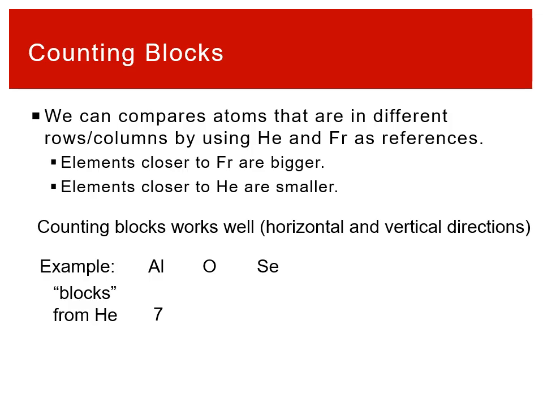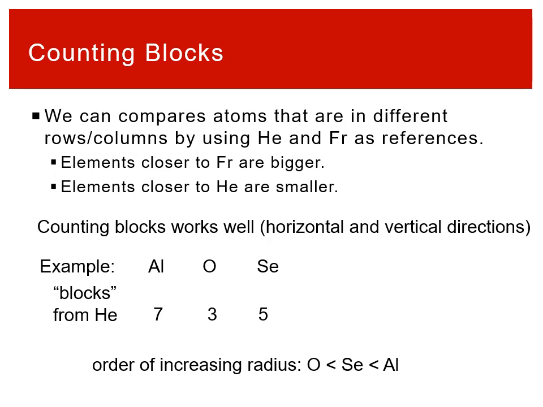For aluminum, the distance from helium is 7 blocks: you move up 2 and then over 5 to get to helium. For oxygen, you have to move 3: over 2, up 1, so it is closer. Selenium is 5: over 2, up 3 to get to helium. So you're counting the number of moves. Because oxygen is the closest to helium, it's the smallest, then selenium, and then aluminum. These are strategies for combining these trends together.